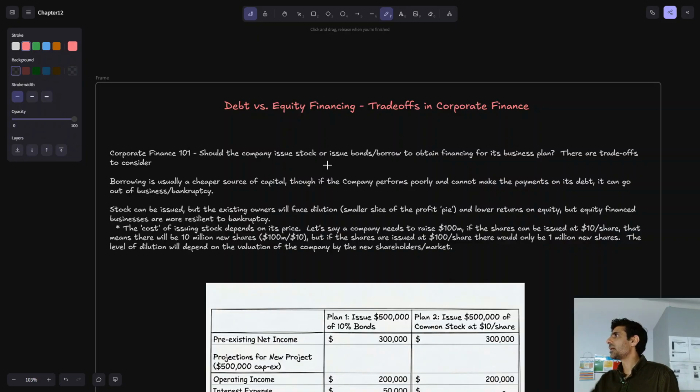What do you think? Yeah, there is a tax advantage with borrowing in that interest is tax deductible, but you're still paying interest. Okay, yeah, that's one reason. But you could just issue stock too.